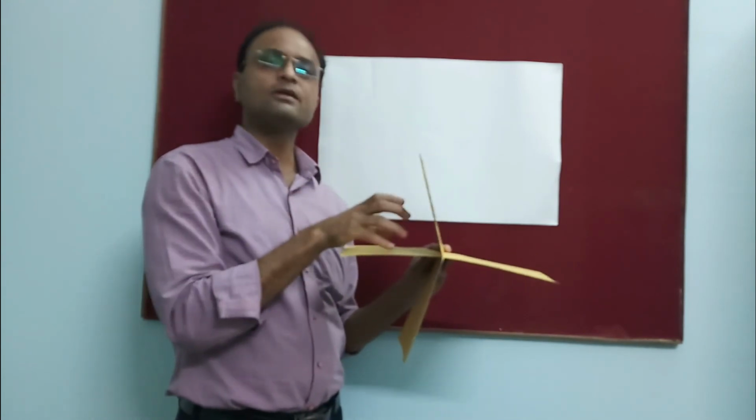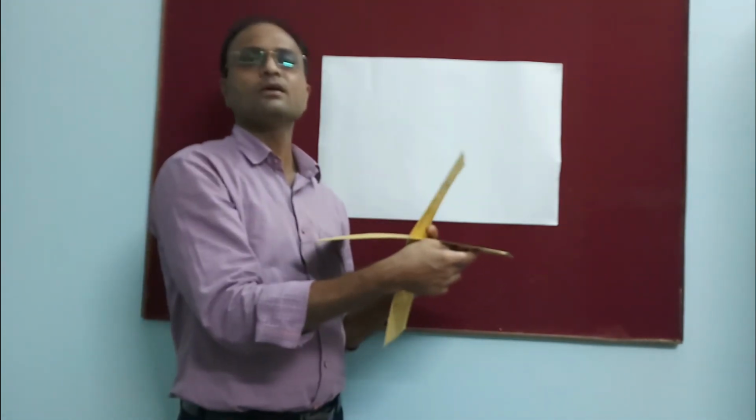Hence, for the purpose of orthographic projections in engineering graphics or engineering drawing, we use only two methods. Either we assume the object to be in the first quadrant or in the third quadrant.